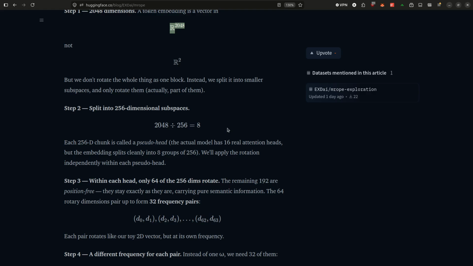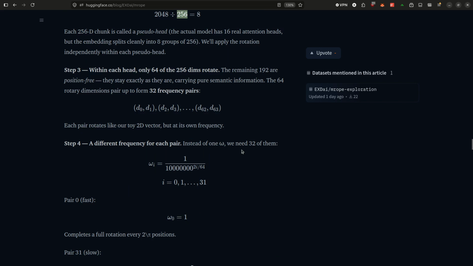What we'll do is now work within this. We have taken this 2048 dimensional space and split it into 8 subspaces, each of which has 256 dimensions. And within each of these, we only rotate 64 of the 256 dimensions. So we don't even rotate all the dimensions, just 64 of them, right? Now remember, this does mean that the vector is rotating. It's just that it's not rotating in those dimensions.